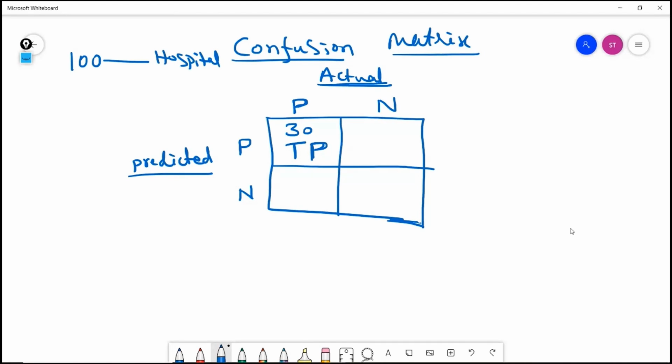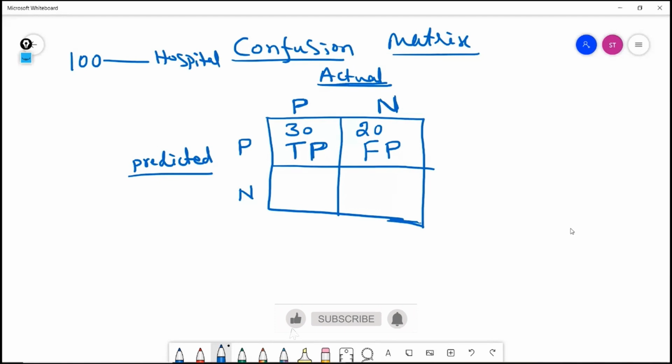Also he says that 20 people are also positive, but when I compared with the actual data, in reality, they did not have any sign of COVID. They were actually negative. So this is negative data. It means that the prediction and actual were not true. They were false. So I will write it as false. So this is going to be a false positive.